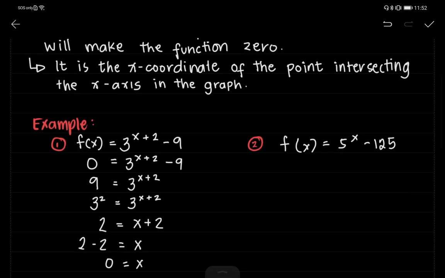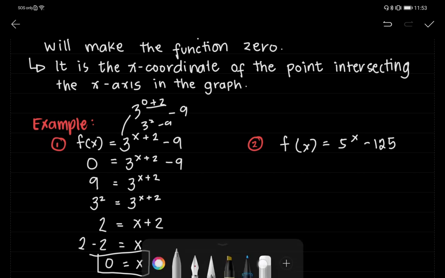So therefore, ang zeros of a function natin is equal to 0. So, ibig sabihin, pag isa-substitute daw natin yung ating x value dito na nakuha na 0, magkakaroon tayo dito ng 3 raised to 0 plus 2 minus 9. So, 0 plus 2 is 2. Then, 3 square minus 9 is 9 minus 9. So, as you observe, nagiging equal siya sa 0 yung ating value. Okay? Or di kaya, pag i-graph natin tong ating given function na ito, mag-i-intersect siya doon sa x-axis natin sa 0 na x.